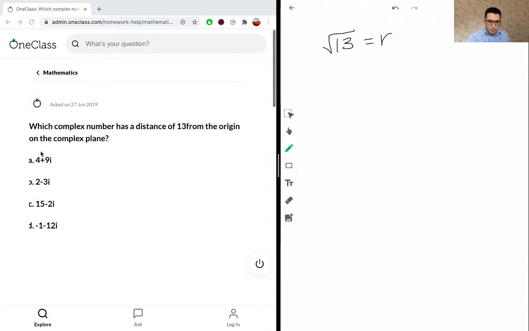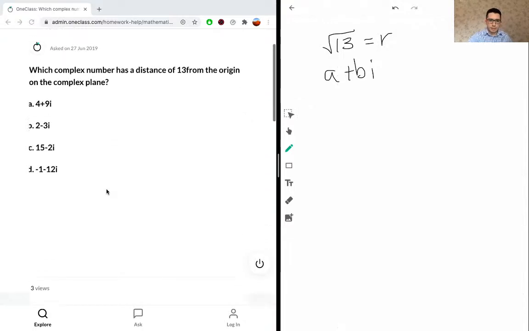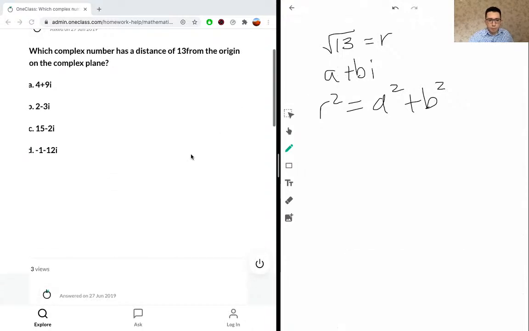Usually we can see from the answer choices provided that they're in the format a plus bi. So in the first one we have 4 equals a, and 9 equals b, and so on for the rest. We're going to use these two values to determine which one gives us the distance of square root 13. The basic formula for calculating the distance, which we'll represent as r, is r squared equals a squared plus b squared on the complex plane. This is a standard formula for calculating the distance between the origin and a point on the complex plane based on the a plus bi format.